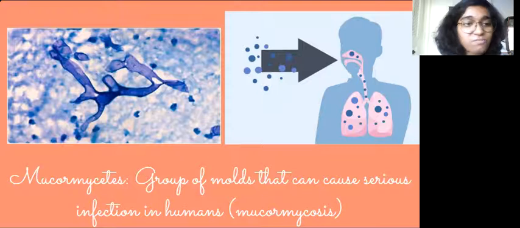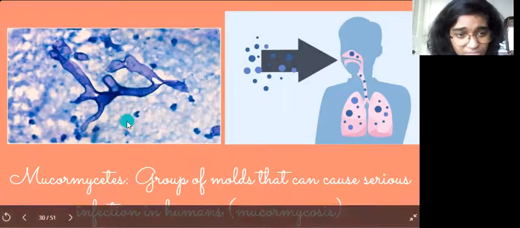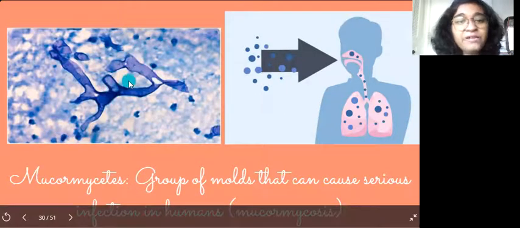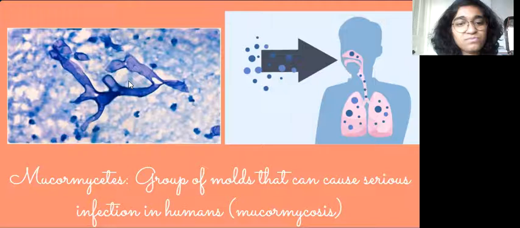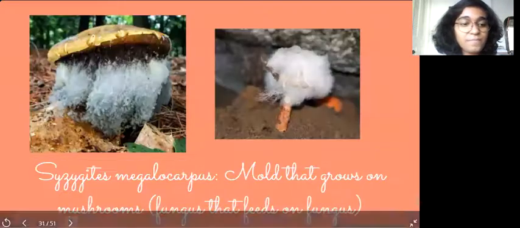The Mucormycetes. It's a group of molds that can cause serious infection in humans. So this is in the air, and I think it should be in the air because it's a respiratory disease, and it's known as mucormycosis. Mucormycosis. Very difficult names to pronounce.